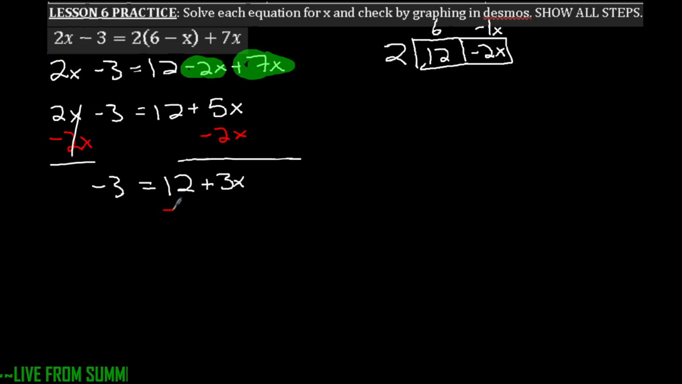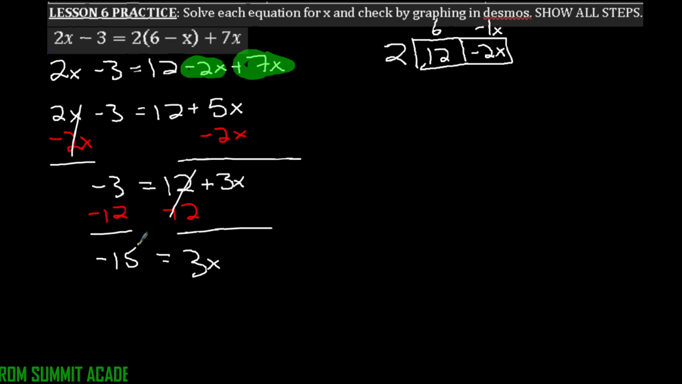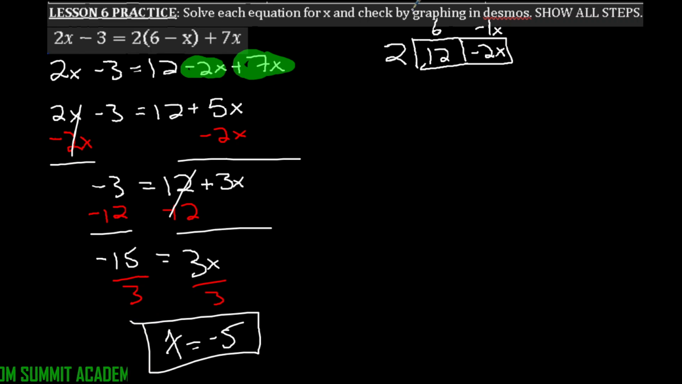Make sure you can get those constants on the other side, so I'm going to subtract 12 from both sides. So now I just have on the right side positive 3x and negative 15. Divide both sides by that coefficient, so divide both sides by 3, and we should get x equals negative 5. Last time to check, we have x equals negative 5.